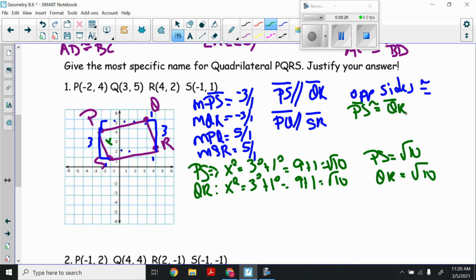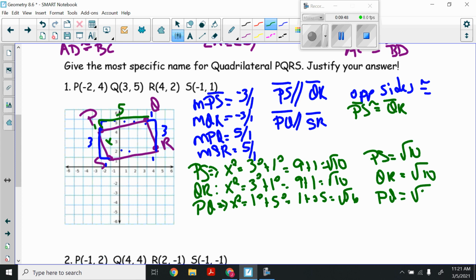So now I'm going to find the length of PQ. Okay. And again, I can do a right triangle. This was 1, this was 5. So now I'm going to do PQ. So X squared equals 1 squared plus 5 squared. So 1 plus 25 is 26. Take the square root of that. So PQ is the square root of 26.